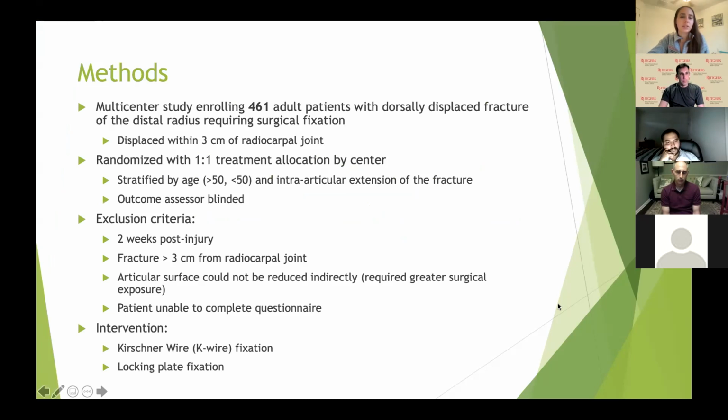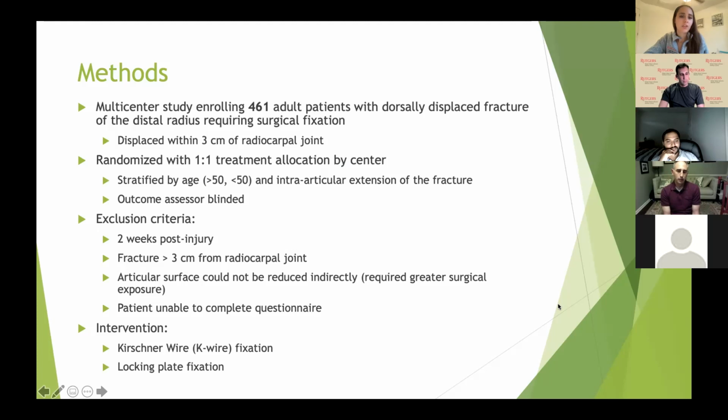The fractures had a displacement that was within 3 centimeters of the radiocarpal joint. If it was greater than that, they were excluded from the study. Other exclusion criteria were if it was greater than 2 weeks post-injury, if the articular surface could not be reduced indirectly, or the patient was unable to complete the questionnaire that they used to measure their outcomes. Their outcomes, which I'll get to in a little bit, were basically how their wrist functional status was.